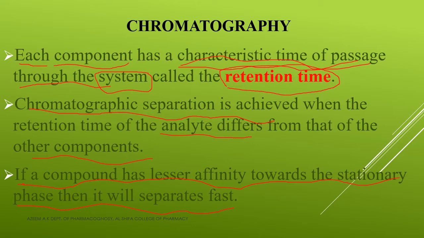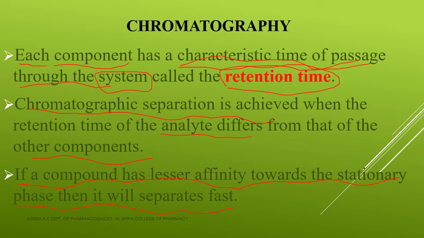Clear? And if the compound is having lesser affinity towards a stationary phase, then it may get separated initially, or separated fast. Every compound will be having a particular time of passage through the system, and this particular time of passage is known as a retention time, and the chromatographic separation is achieved when the retention time of analyte differs from that of the other components.